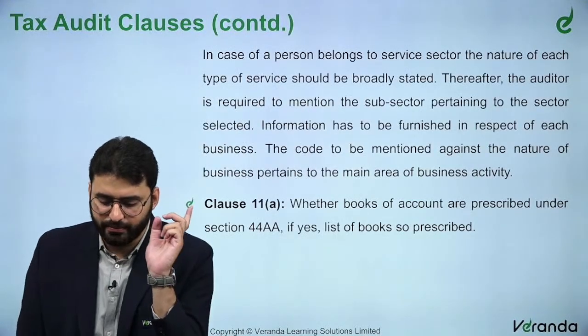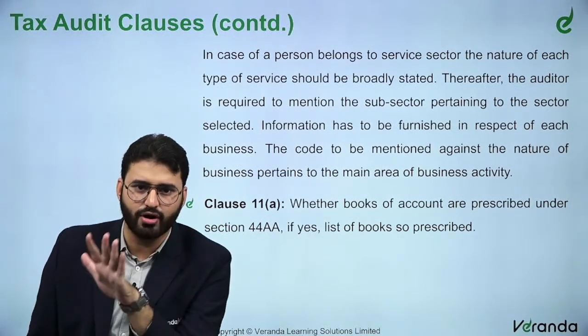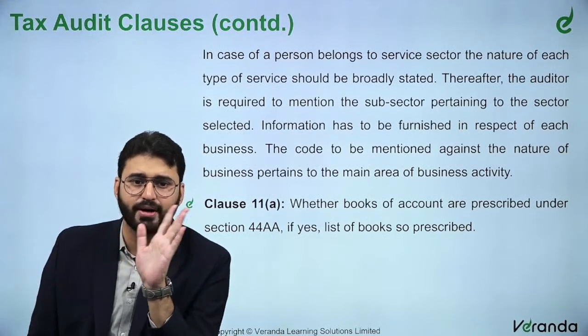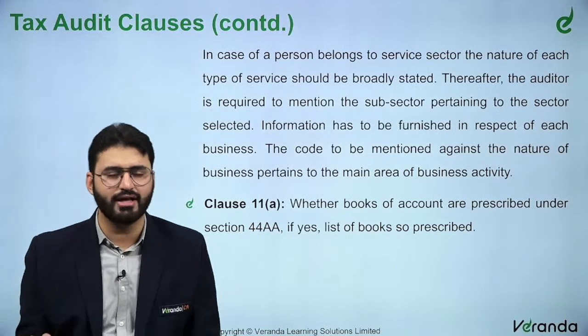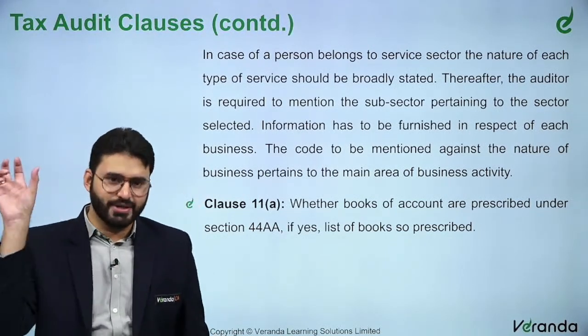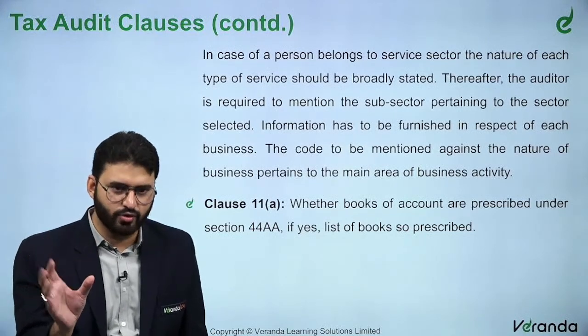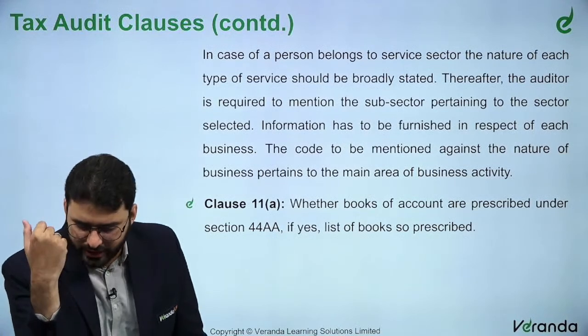In case of a person belonging to the service sector, the nature of each type of service should be broadly stated. Thereafter, the auditor is required to mention the subsector pertaining to the sector selected. So, this is more if you go to the e-filing utility. Nowadays, form 3CD, you have to file it online only, correct? So, you will have options, and you will have to go basis those options only. Your manual days are all gone. You have to fill it in the e-filing portal. I am sure you guys will know.